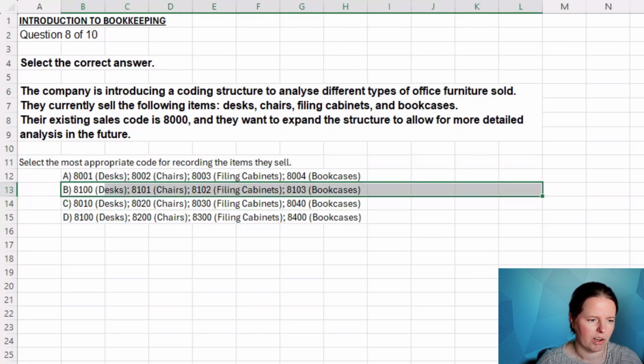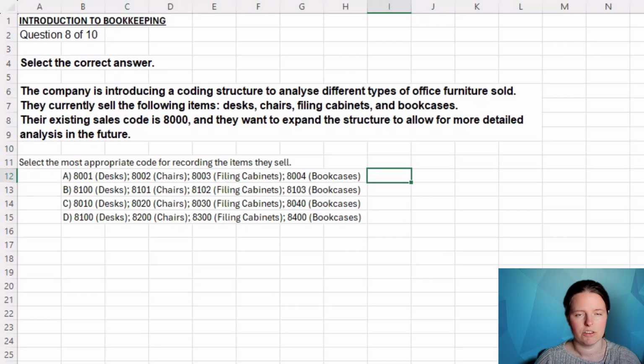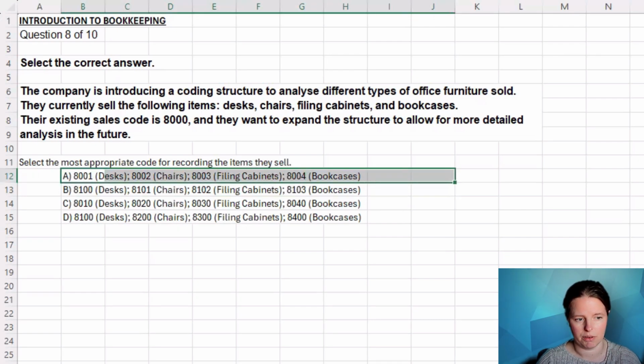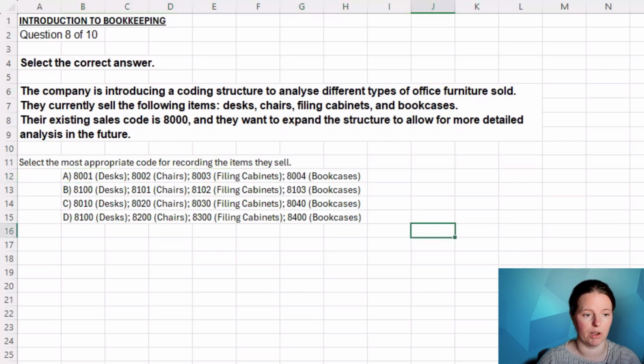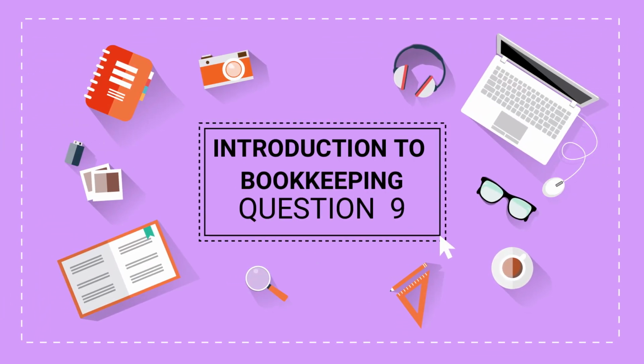The next one, we've got 8,100, 8,101, 8,102, 8,103. That's more applicable, but again, why are we starting with the code 8,100 when the code that they're using right now is 8,000? It doesn't really make much sense logically. So I would say here that the codes to use would be 8,001, 8,002, 8,003 and 8,004 because they follow sequentially. Now, let's move on to question number 9.